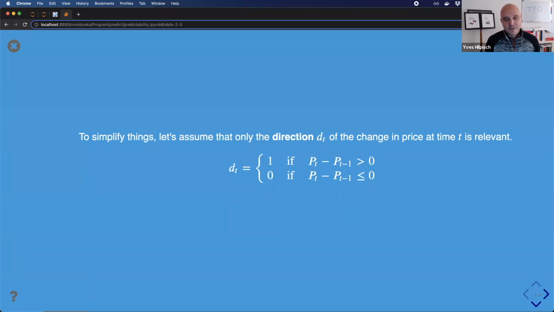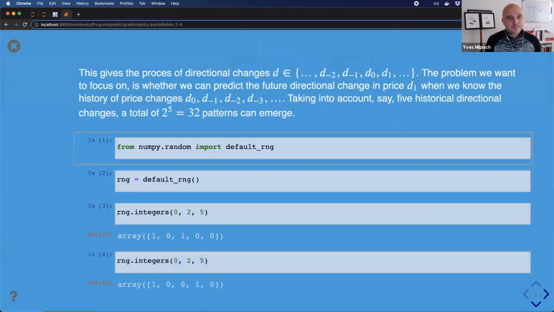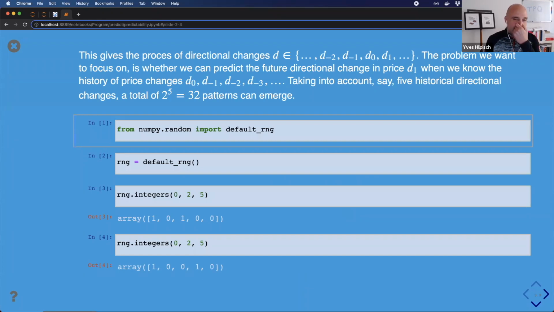If I have a prediction that the market goes down, I would go short. So that's basically my set of actions in this simplified setting. So in that sense, we have a process of directional changes now, D, similar to the price change, where we have the time stamp attached as a subscript, right? We get accordingly a process.